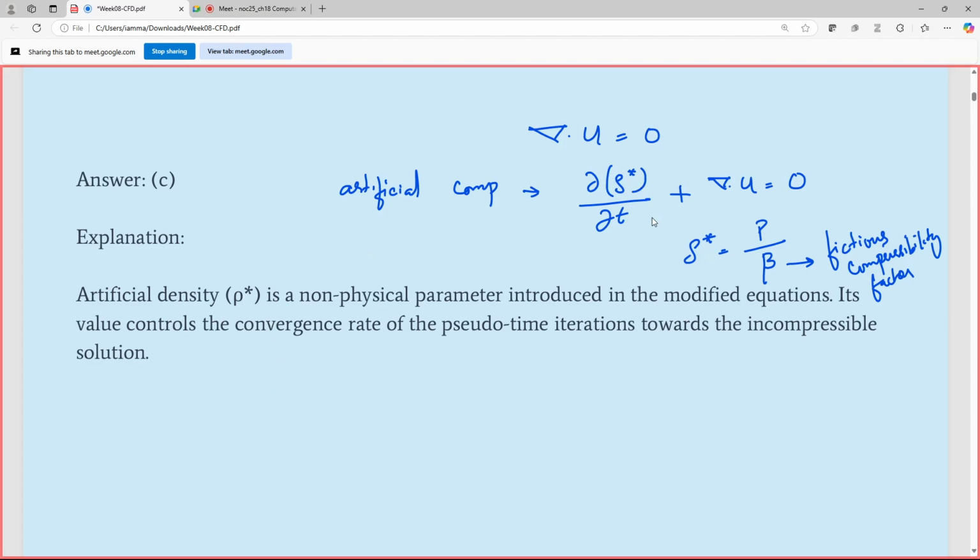And this term, dou rho star by dou t, is continually iterated to reach a steady state. That is, its time-related fluctuations should die down in the iterations, and a pseudo time loop is run. In this pseudo time loop, the pseudo time iterations are run to eliminate this term, so as to get proper stability and convergence for our incompressible problems.